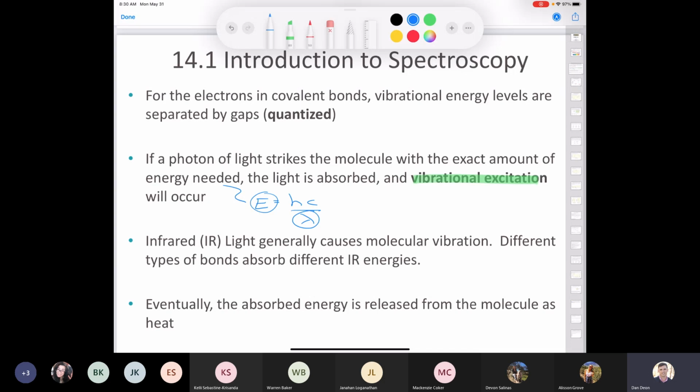So infrared light, like I told you, generally causes a molecular vibration, which is just the stretching of the bond. And what's cool about this, if you're just thinking, well, okay, you've got bonds in a molecule, carbon-hydrogen bonds, a carbon-chlorine bond, a carbon-oxygen bond.